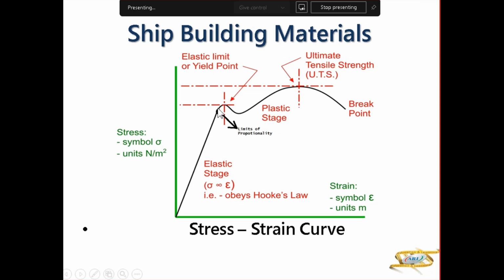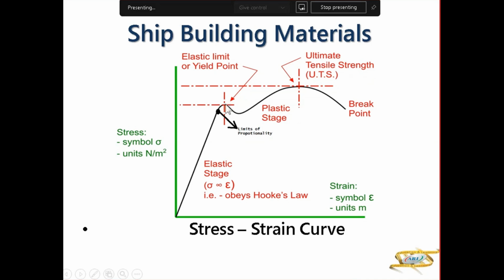it is still in the elastic phase. Elastic phase means if you remove the load, it will come back to the original shape. But from the limit of proportionality to the yield point or elastic limit, the stress will not be directly proportional to strain. So in the elastic phase, you have both Hooke's law and not Hooke's law. It follows Hooke's law till the limit of proportionality. After that, the stress is not proportional to strain, but if you remove the load in this phase, it will come back to the original position.